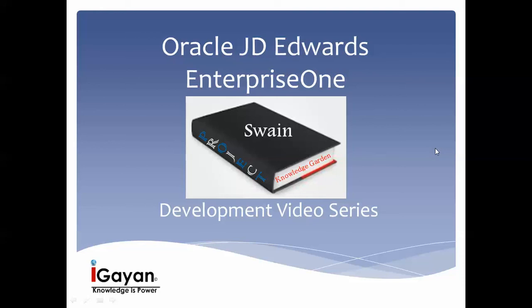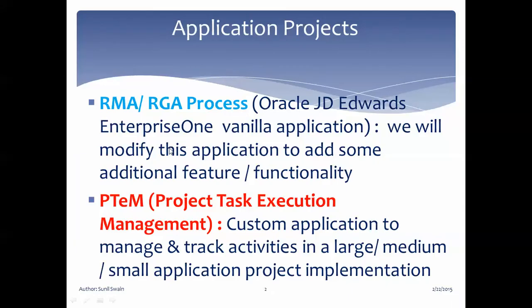Hello everyone. In this video series, we are going to discuss Oracle JD Edwards Enterprise One development of applications. We are going to discuss two projects. I have selected one vanilla application from Oracle JD Edwards Enterprise One, that is the return material authorization or return goods authorization, which we call the RMA or RGA process.